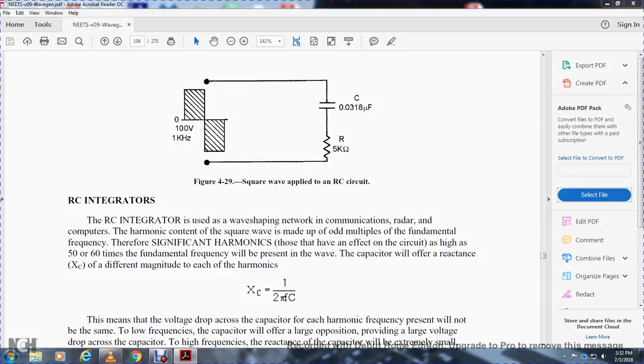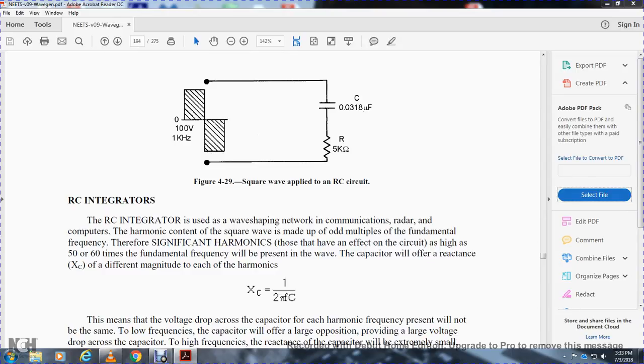Alright, RC integrators. RC integrators are phase-shifting networks. The harmonic content of a square wave is made up of the odd multiples of the fundamental frequency. Therefore, the significant harmonics, up to perhaps 50 to 60 times the fundamental frequency, will be present, and the capacitor will offer a different reactance magnitude for each of the harmonics.